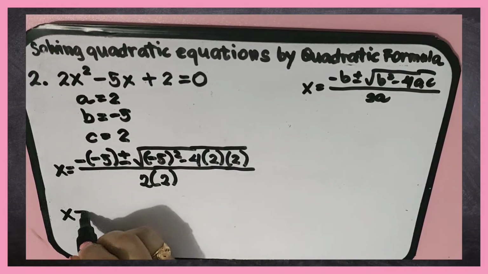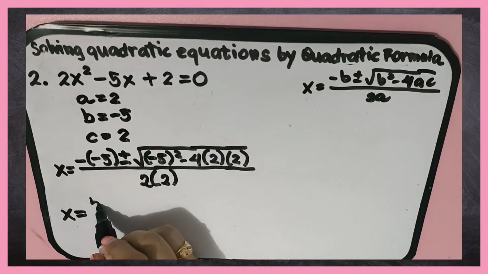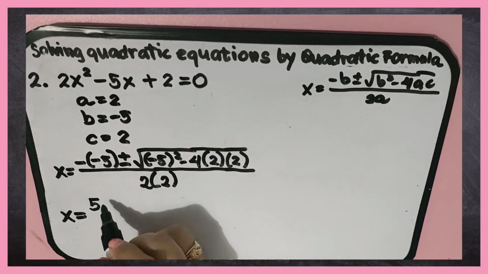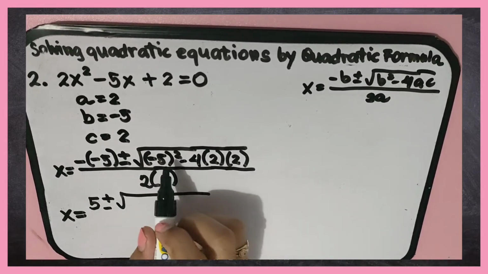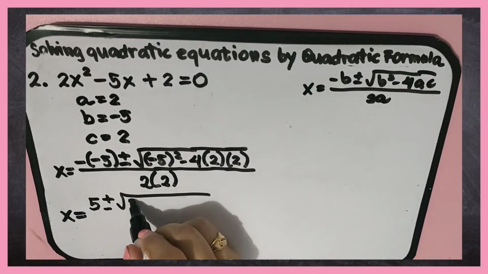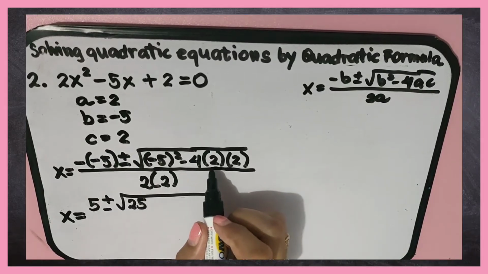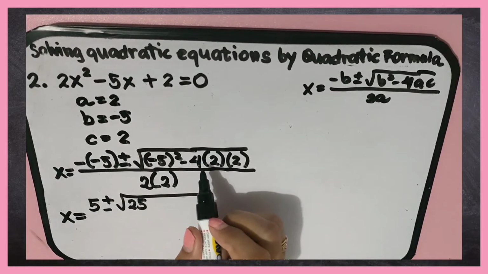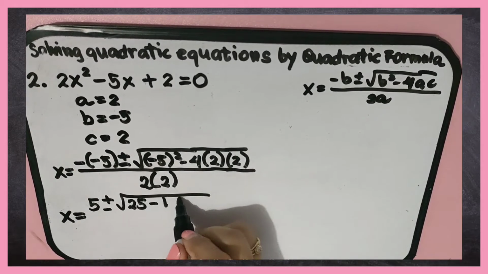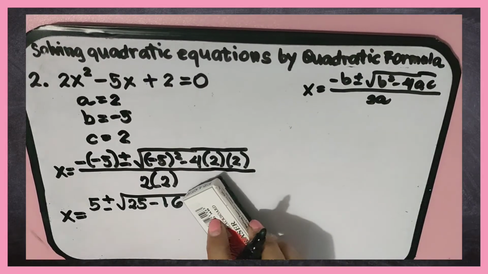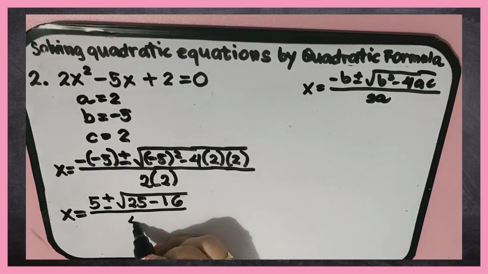So we have x equals negative times negative, and that is positive. So nagkaroon ka dito ng positive 5. Then, positive negative, square root of negative 5 times negative 5, that is 25. Then, negative 4 times 2, negative 8. And then, negative 8 times 2, that is negative 16. So, we have negative 16 all over 4.